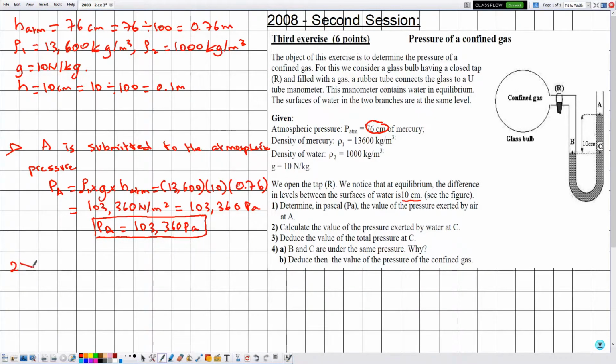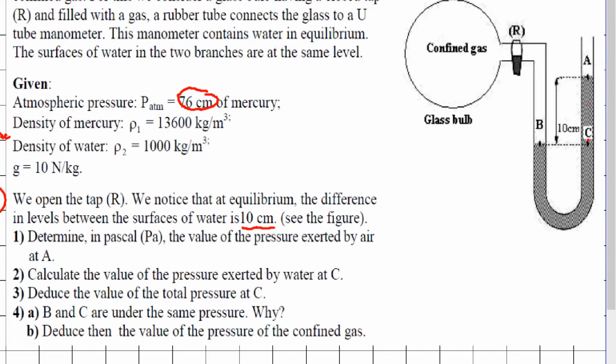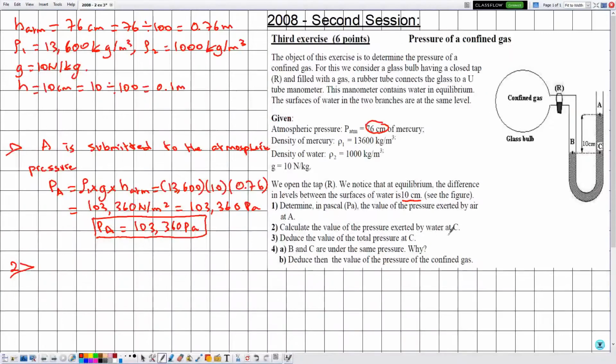Now number 2, calculate the value of the pressure exerted by water at sea. So notice that here C, we are interested in determining the pressure, so we always look upwards. C is submitted to the pressure of this liquid and to the atmospheric pressure. They are telling me to calculate the value of the pressure exerted by water at sea.